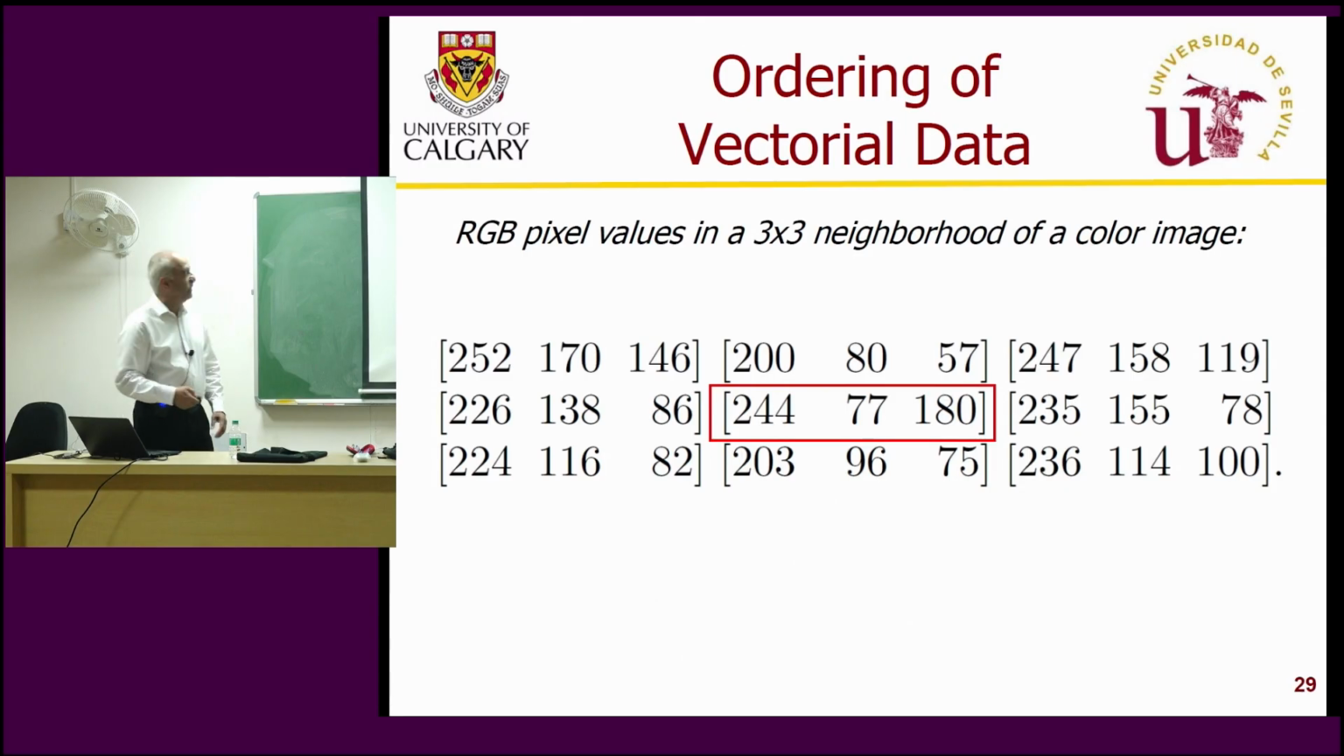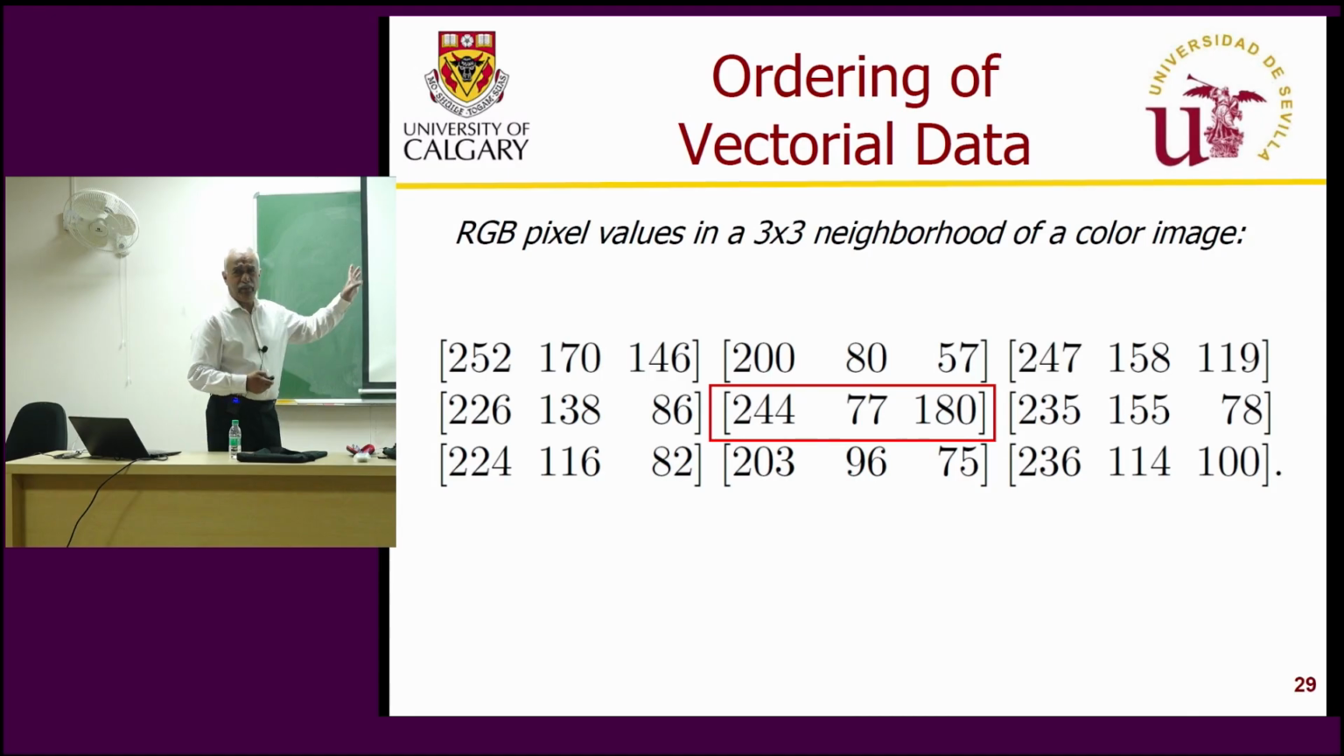You can add vectors. These are the RGB pixel values in a 3x3 neighborhood of a color image, actual values. In all my examples, I like to have actual values. I can make up some numbers, but I try to give real data. So these are real pixels extracted from some image. This is the center pixel and the 3x3 neighborhood. So each pixel now has three values, RGB or whatever else you have converted it to. RGB you can average easily, just add all the R components, divide by 9 and so on.